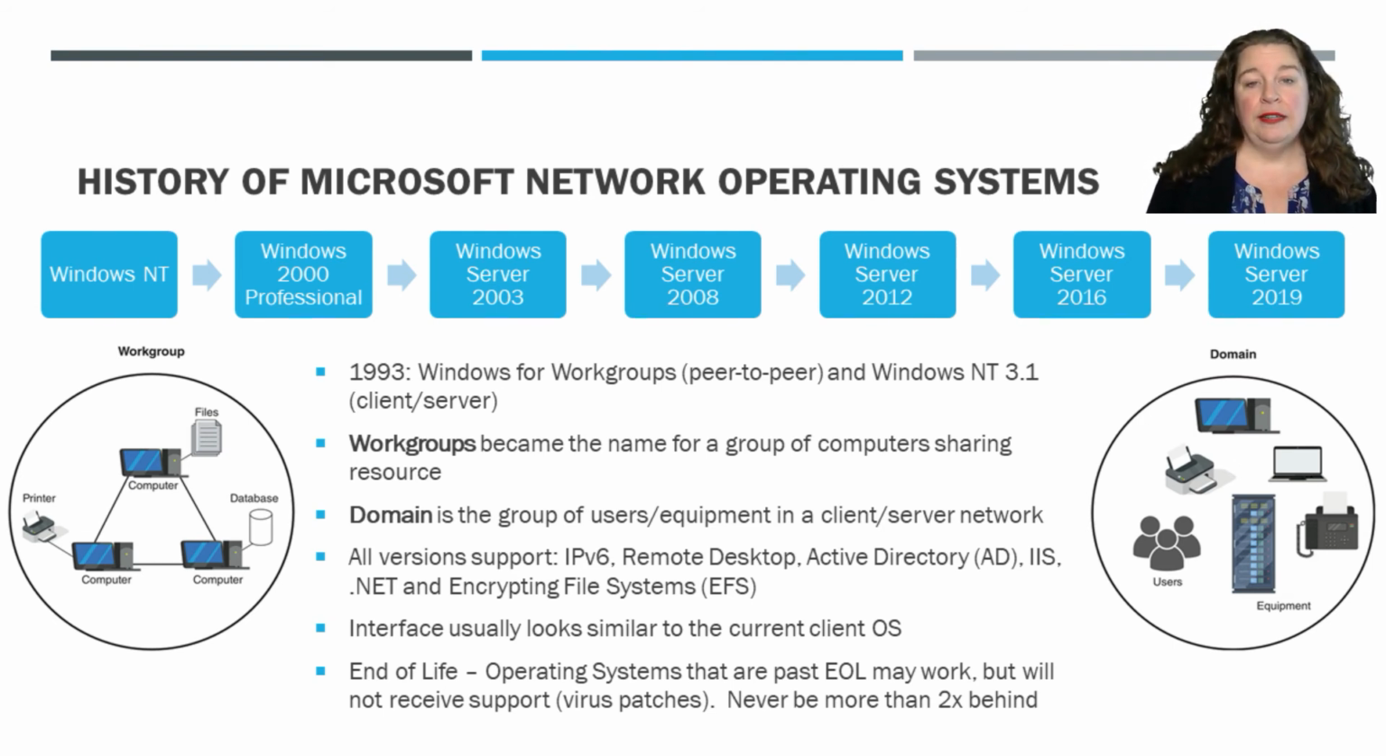A domain is the group of users and equipment in the network. So you can have multiple work groups in a single domain. But a domain is going to be anything in the whole client-server network, whereas the work group is just the group of computers that share the resources. You could separate that into the administrative suite or HR or IT. They could have their own work group where they share their own resources, but the entire domain could incorporate all of those.